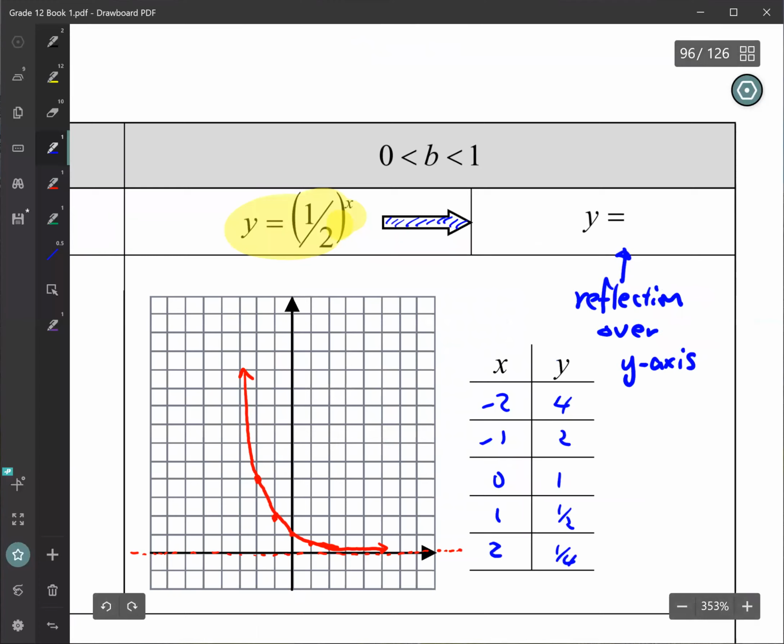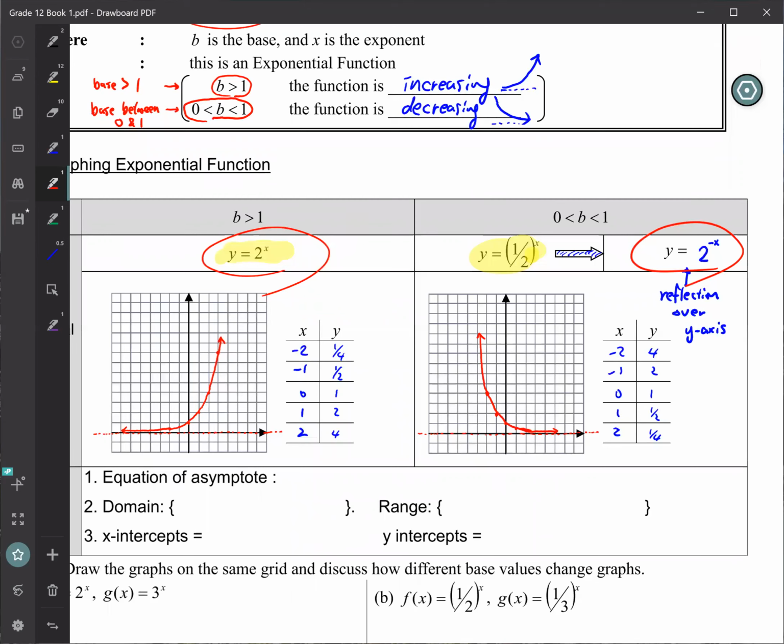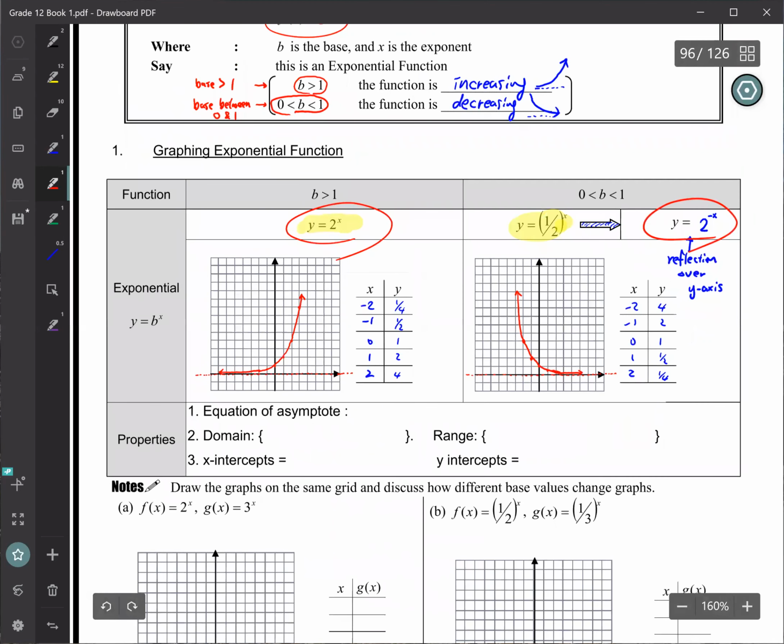This arrow is saying that I can rewrite 1/2 as 2 to the negative 1. Okay, let me write it again. Right, 1/2 is the same as 2 to the negative 1, right? And then outside you have an x, so 2 to the negative x. So if you look at this form and the original one, it has an extra negative on the x. So that's a different way to look at the graph, okay? There's a reflection.